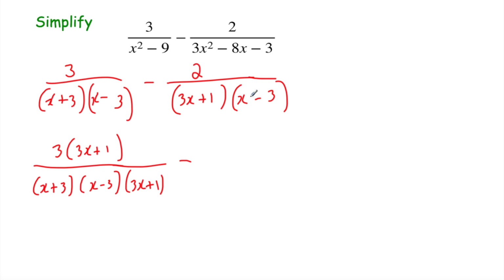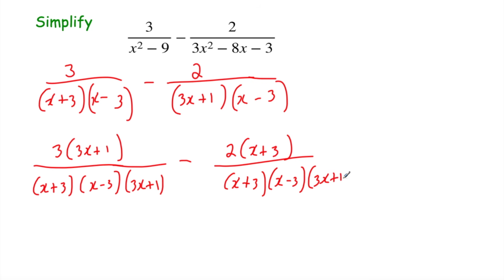So we've timesed both the numerator and denominator of this fraction by 3x plus 1. Then we've got our minus, and now we're going to multiply both the numerator and denominator of this fraction by the one that's missing, which is x plus 3. So the numerator will become 2, and then in brackets x plus 3. And then the denominator will be 3x plus 1 times x minus 3 times x plus 3, but I'm just going to change the order slightly so that it matches this denominator. So I'm going to write x plus 3, x minus 3, and then 3x plus 1. And that's it. So that's fantastic. So we've now got two fractions with the same denominators.